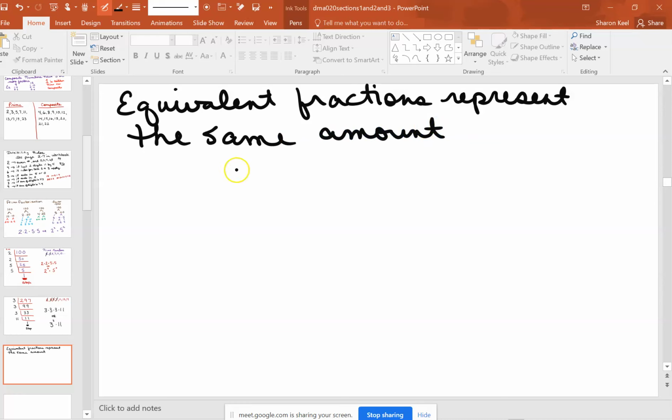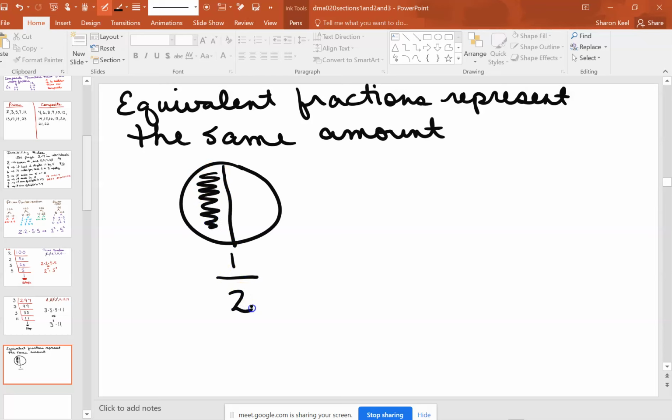So for example, let's say if we had a pizza, and let's say this pizza was cut into 2 pieces, and you ate one of the 2 pieces. You would have eaten 1/2 of the pizza. We're going to pretend my drawings are the same. They're equal size.